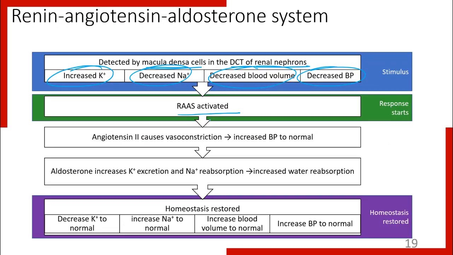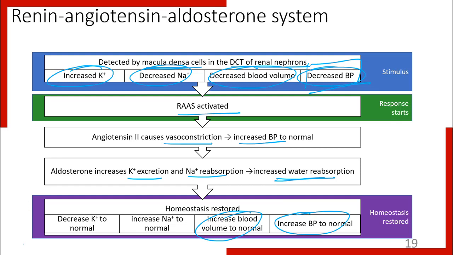And once that's activated, then what happens is vasoconstriction occurs to increase blood pressure back to normal, because again, decreased blood pressure can trigger the RAAS system. And then what happens is aldosterone increases the excretion of potassium ions and increases the return of sodium back into the body to increase water reabsorption. And when you increase water reabsorption, you increase blood volume back to normal. And when you increase blood volume back to normal, then you increase blood pressure back to normal.